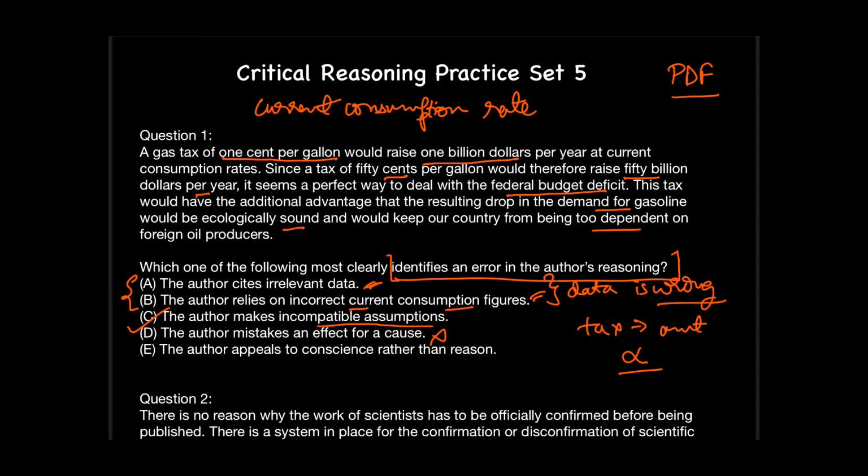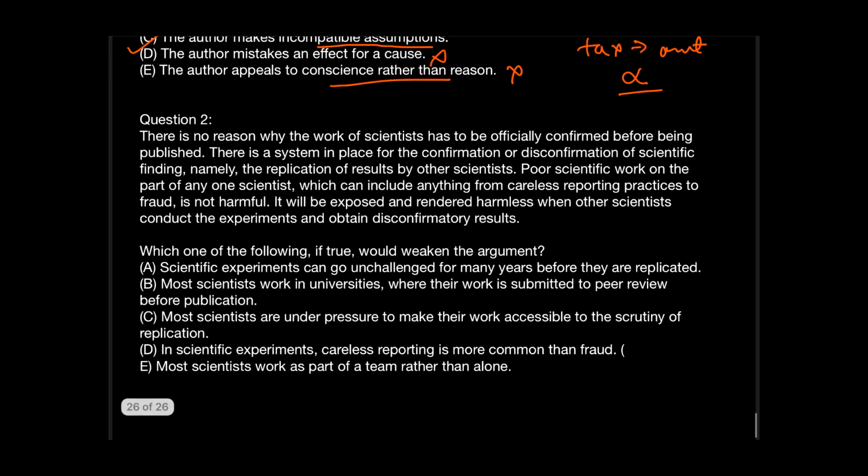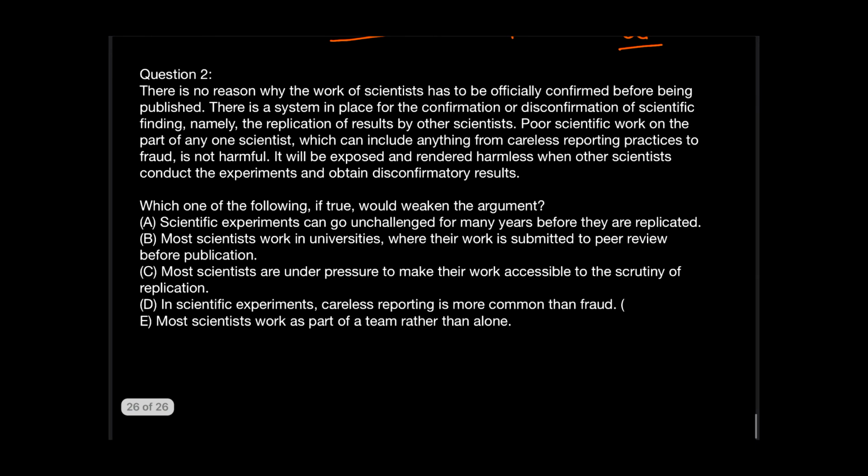And the author appeals to the conscience rather than reason is not an error in the reasoning. Okay, so that makes option C the correct answer for this particular question. Now we'll quickly go to question number 2 and see the answer for it. Let's read that first. The question is asking what would weaken the argument.